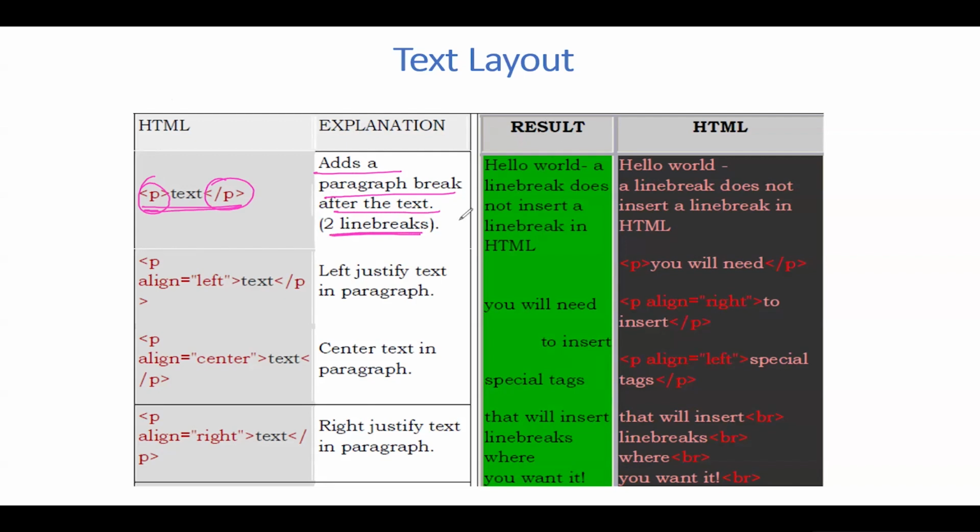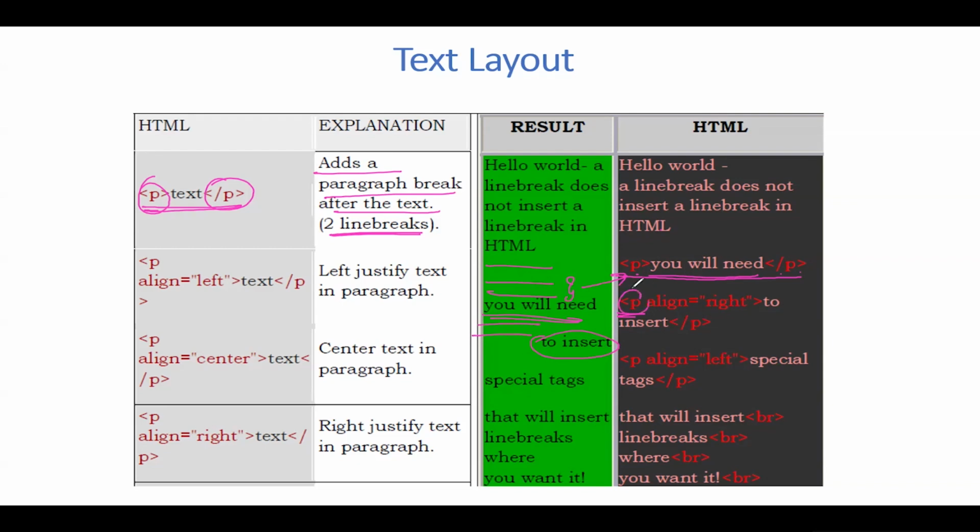As you can see here, "Hello world", a line break does not. So this is the normal content we have. After that, as you can see, after the HTML P, close P is given, "You will need" is written. So as you can see, there is one space, then 2 spaces, and then you have "You will need". This is where your paragraph is giving space. Similarly, once again, P is used. I have a 2-line gap, and then I have to insert.